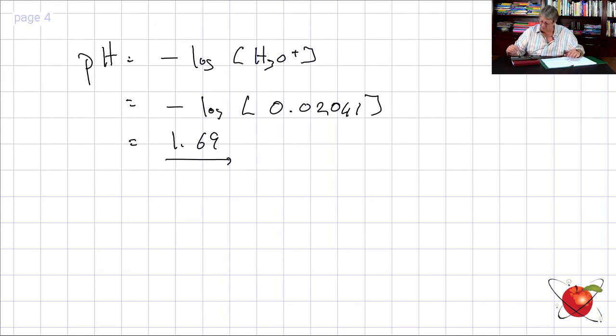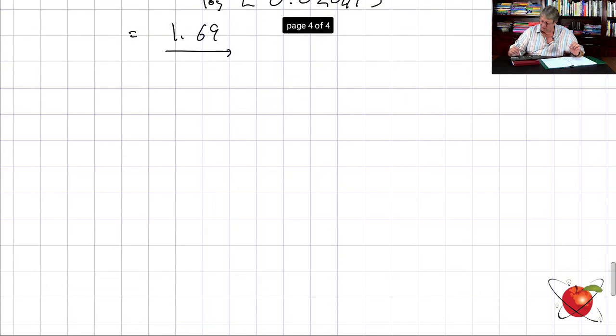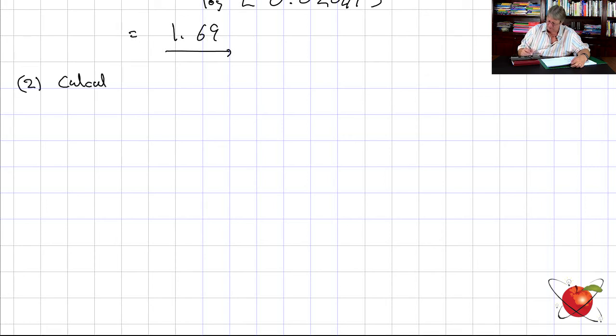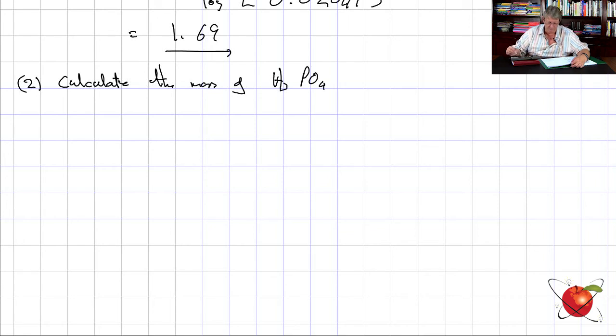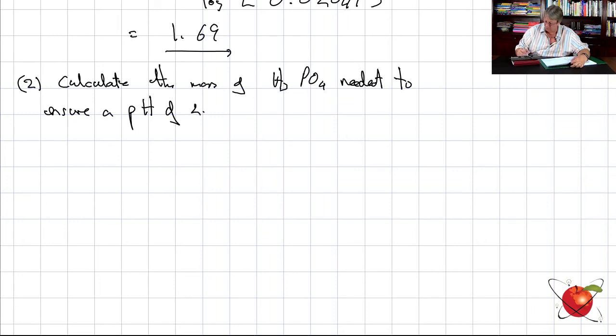Okie dokie. Where am I going next? The next one, let's do it the other way around. Here we go, question 2. Calculate the mass of H3PO4 needed to ensure a pH of 2.0 in a 250 milliliter flask. All right?